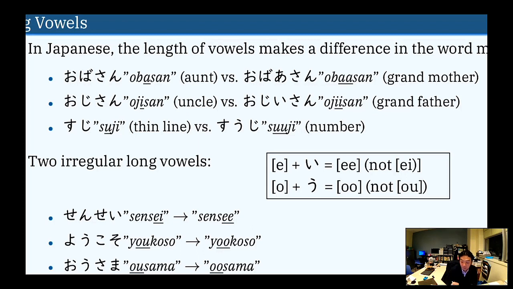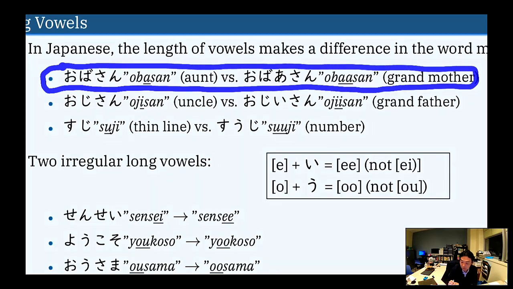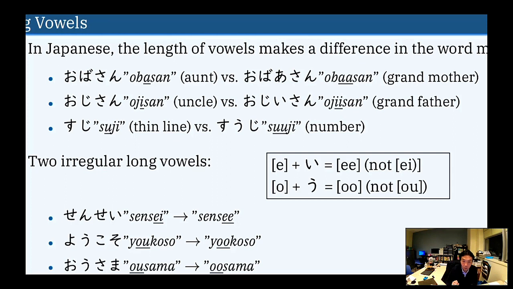So I'm gonna give you a quick practice. Now I'm going to say one of these 2 words, obasan or obasan, and you tell me which one I said. Obasan, obasan. I said grandma. Obasan, obasan. I said aunt.